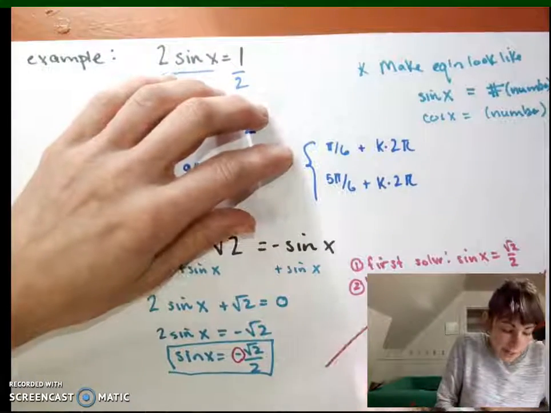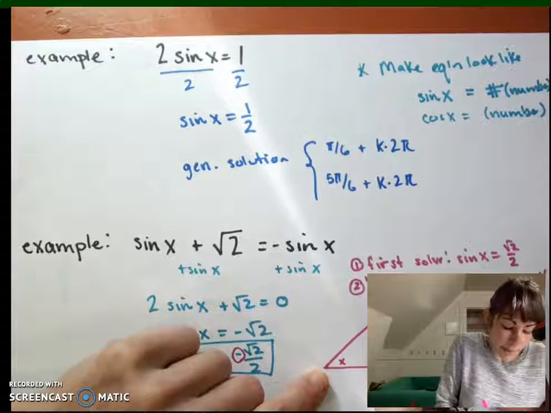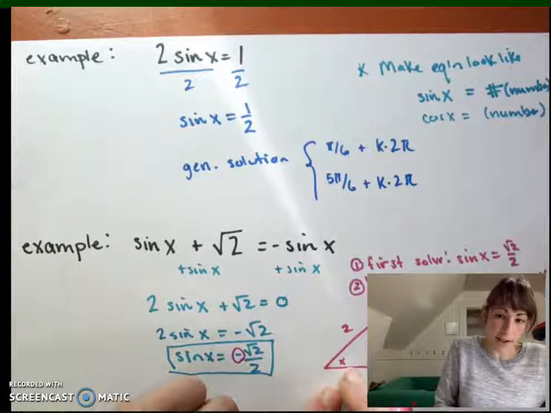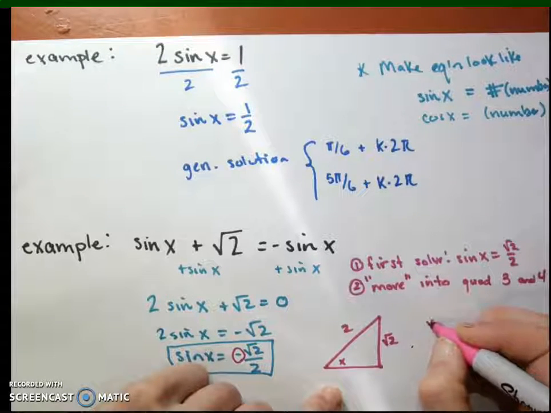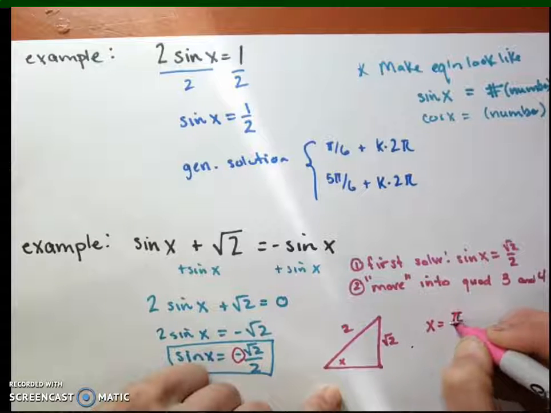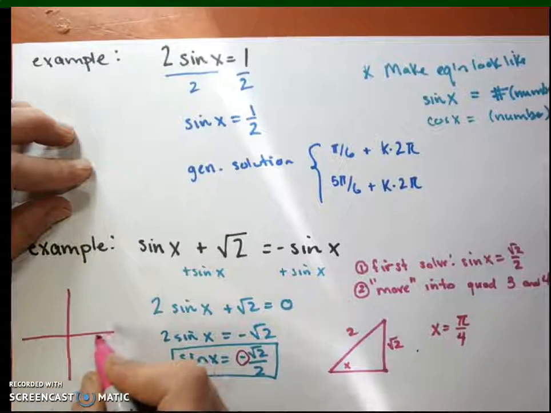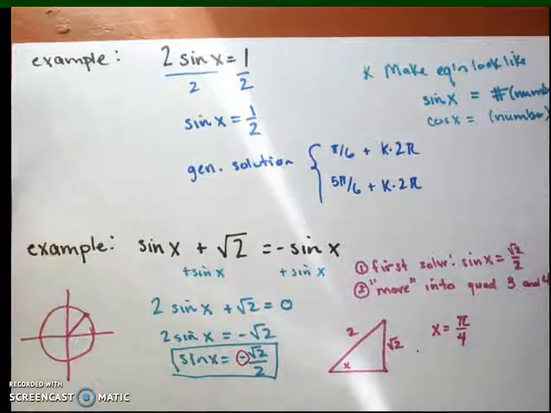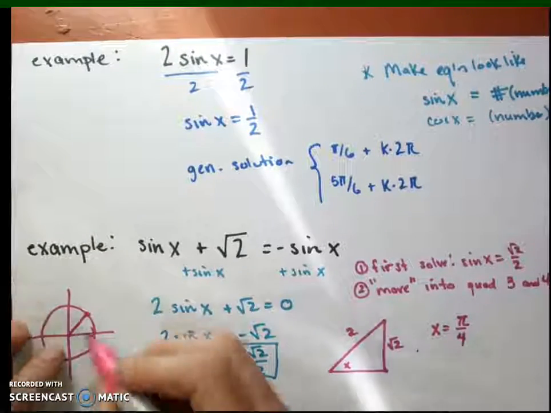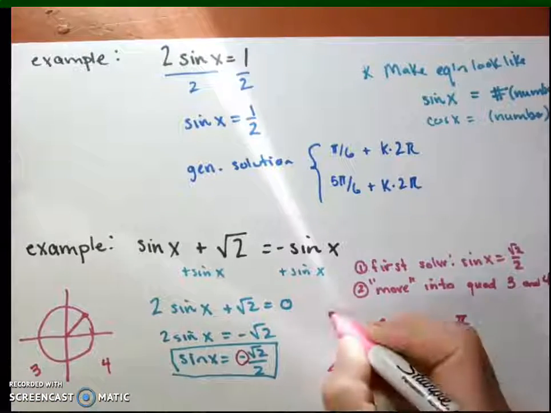So when is sine of x equal to root 2 over 2? So here's x, opposite over hypotenuse. This is our isosceles right triangle. So I have opposite is root 2, hypotenuse is 2. Since this is the isosceles right triangle, I get pi over 4 as my solution. But remember, let's draw this again here. So there's one solution, and I need to move this now into quadrants 3 and 4. So this is my step 1.